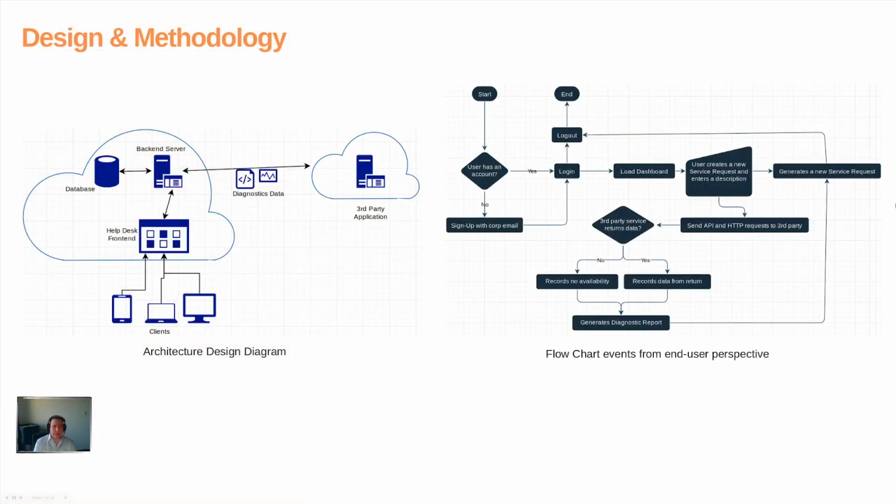So here on the screen, you can see two diagrams. On the left side is the overall architecture of our application. Our application lives here in this cloud. The idea is that you have a backend service that would interact directly with the database, and then you have a front end view that the agent and end users have access to. That backend service would then talk with the third-party application to gather all the diagnostics data. The user would obviously interact with the front end.